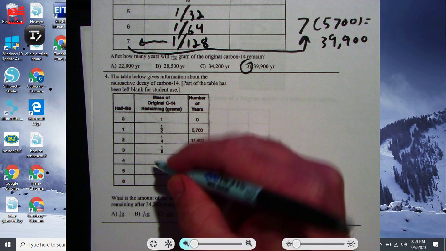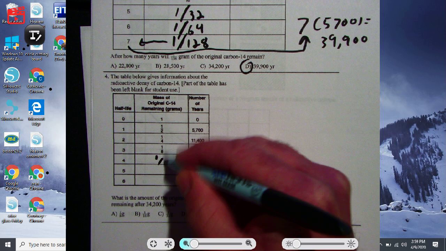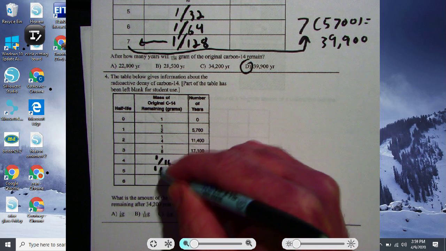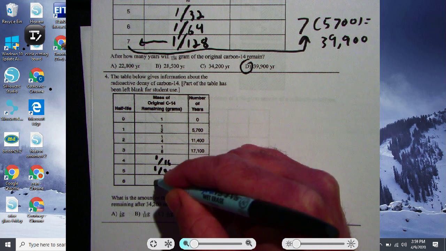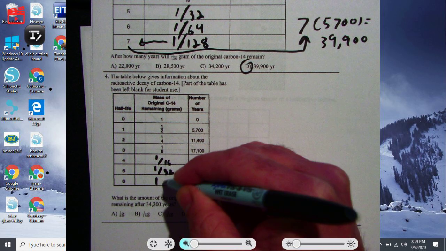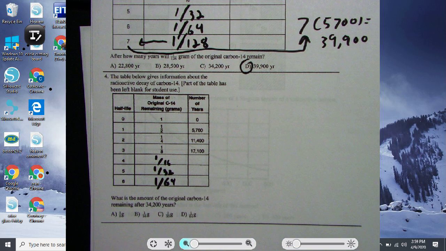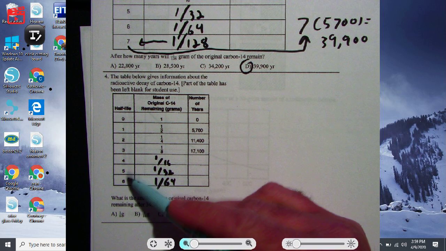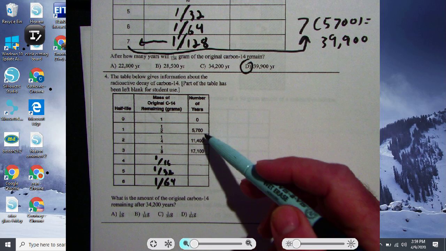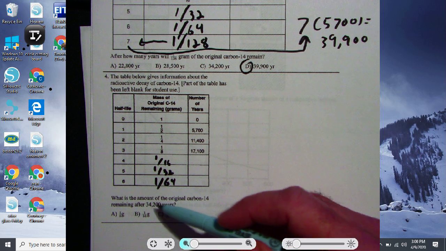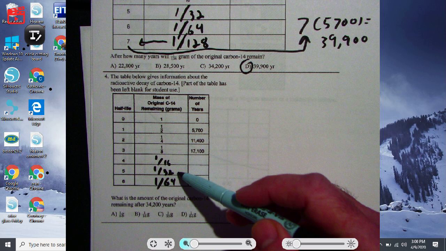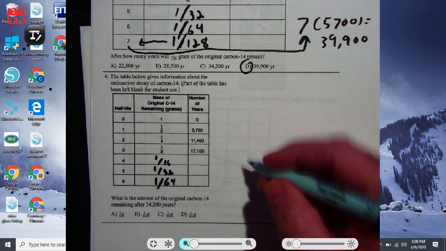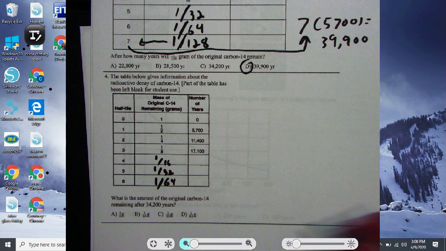We are now at 1/16th, 1/32nd, and 1/64th. So these are the fractions here. What we need to figure out is which of these numbers times 5,700 years gives us 1/64th or 1/32nd or 1/16th. Figure out where that goes in. So it's kind of the opposite of the one we did here.